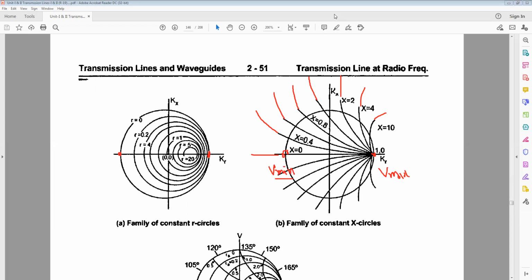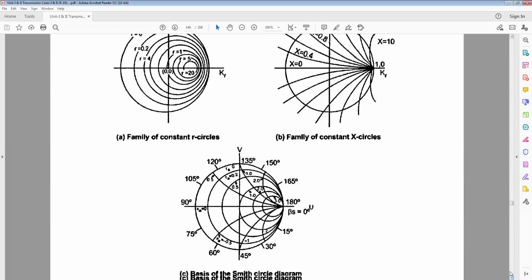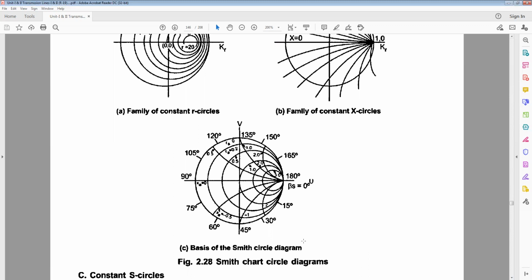Okay. Combining the R and the X circles, you get the basics of the Smith chart circle diagram. So the X 0, 0.5, 1, 2, and so on is the combination of X circles and R circles, with the degrees also. So 180 degrees, 90 degrees, 45 degrees, and so on, increasing the value. Okay, combining R and the X circles.